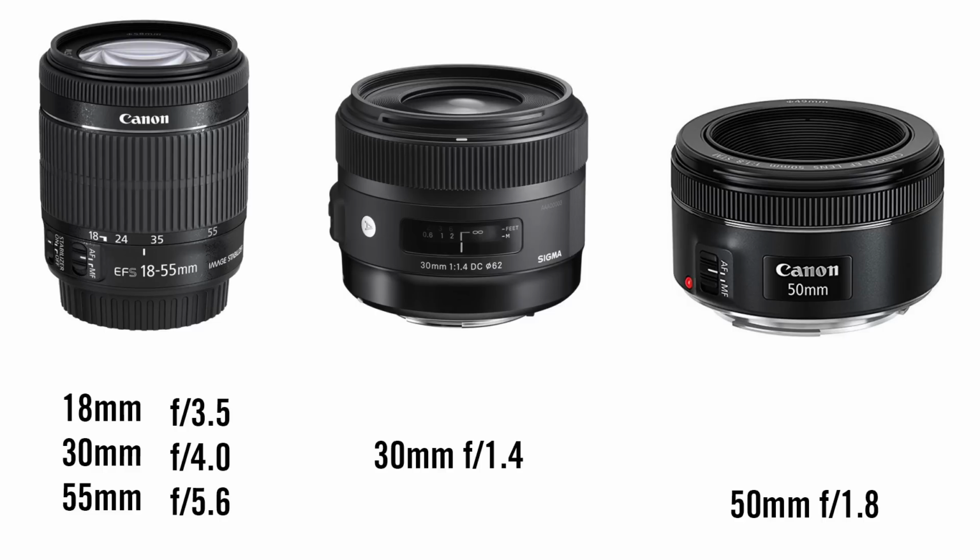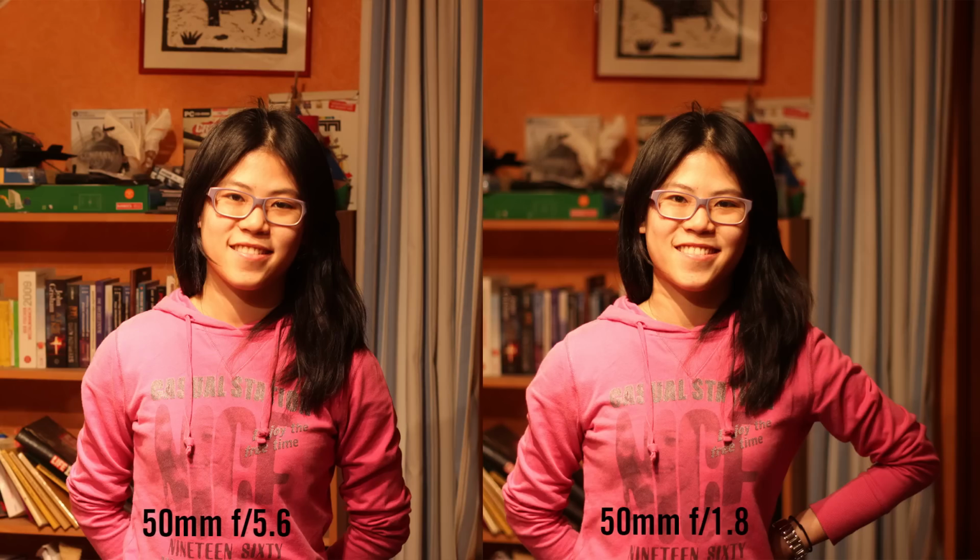I have a 30mm prime lens that can open up to 1.4 and a 50mm lens that can open up to 1.8. Here you see sample pictures of how it looks with a kit lens on maximum aperture f4 at 30mm and my prime lens with a maximum aperture of f1.4. And here's a picture of the kit lens with 50mm and f5.6 and my prime lens with 1.8. I think you can see the difference very easily. The bigger the aperture, which means the smaller the f-number, the more blurry the background gets.